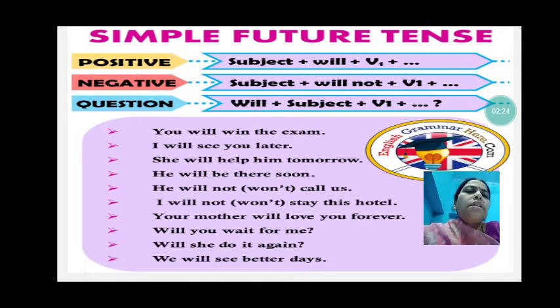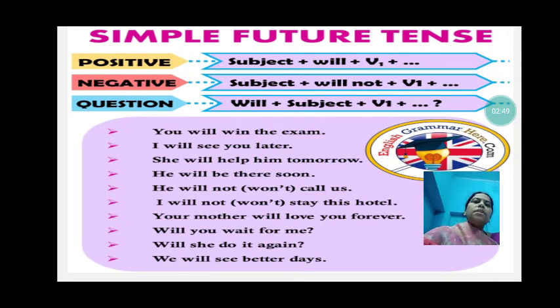Let us see one example: you will win the exam. Here, the subject is you. Will is used because in the future we use will. Then win is the V1 form. Then the exam is the object.